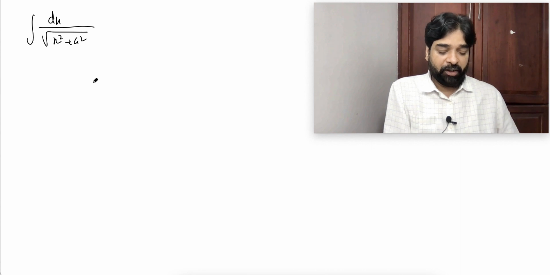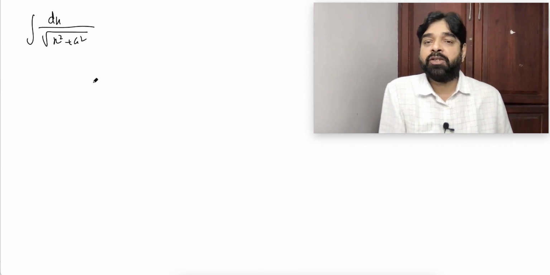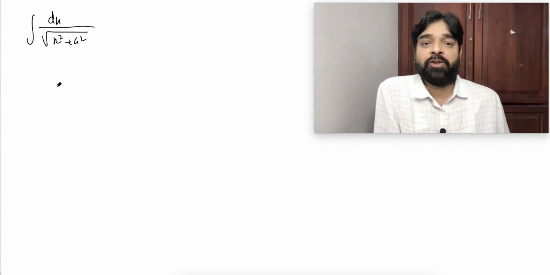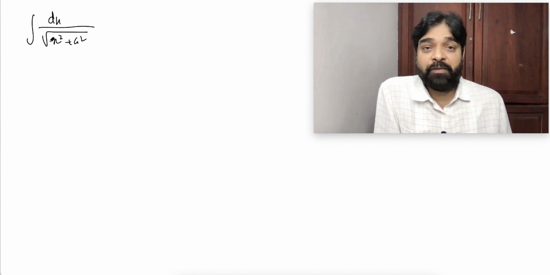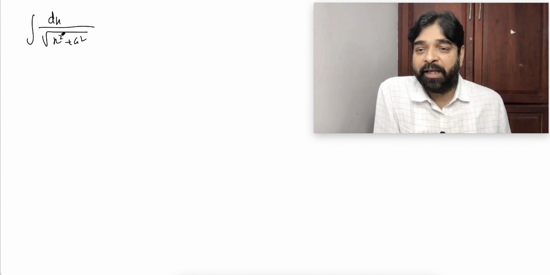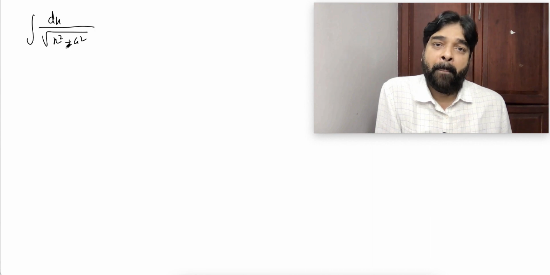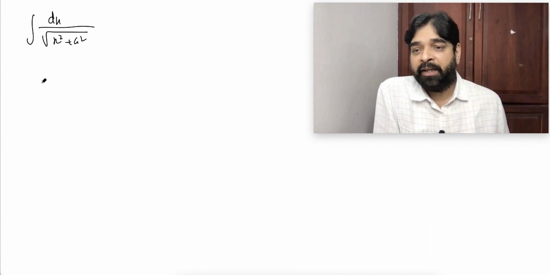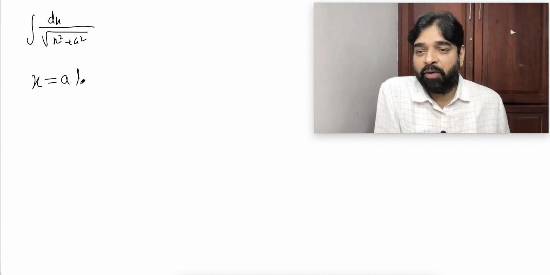This question we wanted to do. So what should we do? Root is there, so first we will try to remove the root. For that I have to make it a perfect square. So what substitution can I make? x equal to a tan theta, no doubt about it.